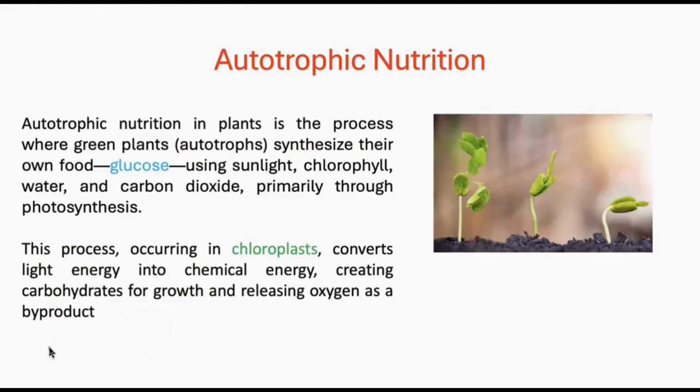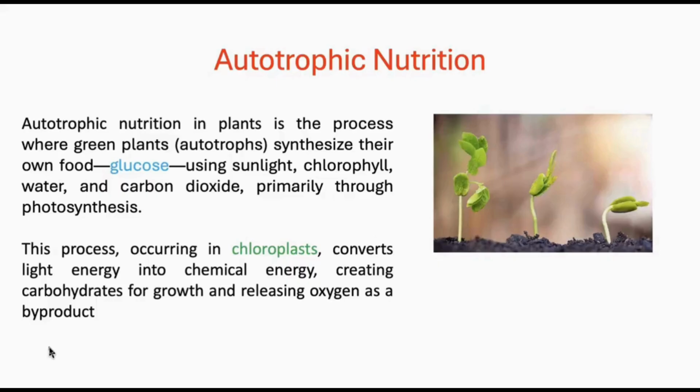Before learning about photosynthesis, we should know about autotrophic nutrition. What do you mean by that? Autotrophic nutrition mainly takes place in green plants, where it has a pigment called chlorophyll present in the cell organelle called chloroplast. It produces its own food using sunlight, chlorophyll, water and carbon dioxide. This process we call photosynthesis.